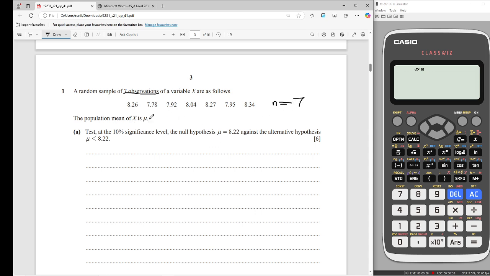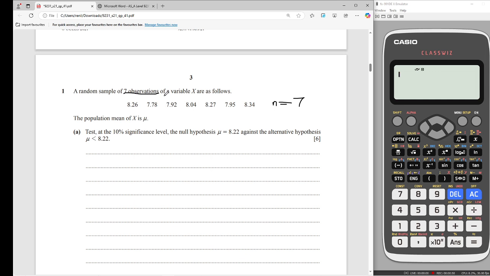Population mean of X is mu, test at the 10% significance level. Null hypothesis mu equals 8.22 against the alternative hypothesis mu less than 8.22. So they've already stated our hypotheses, so we don't need to specify that.